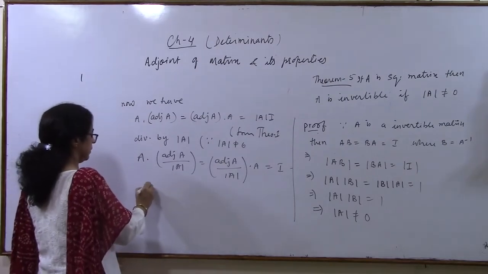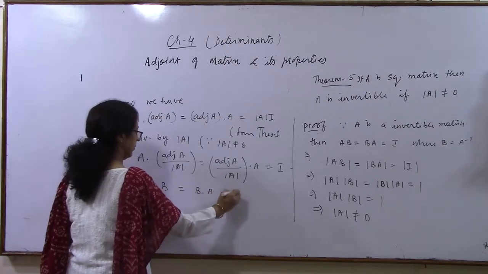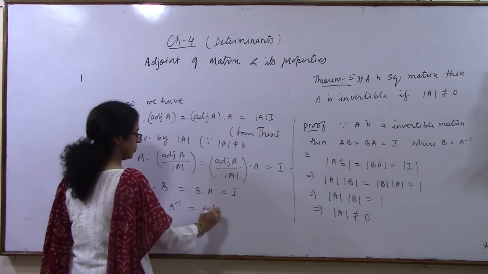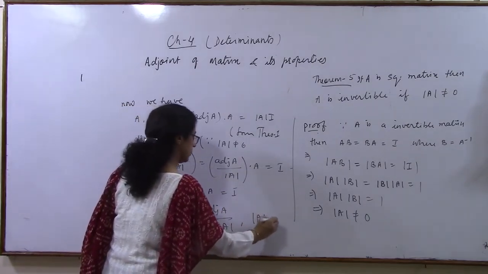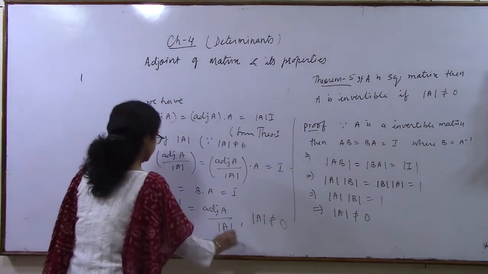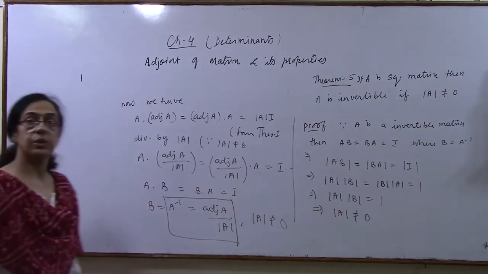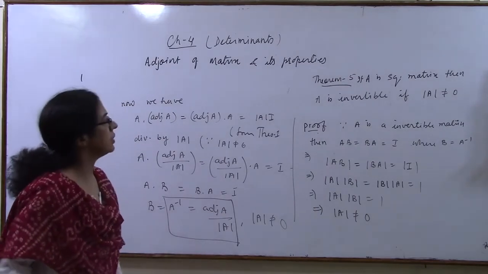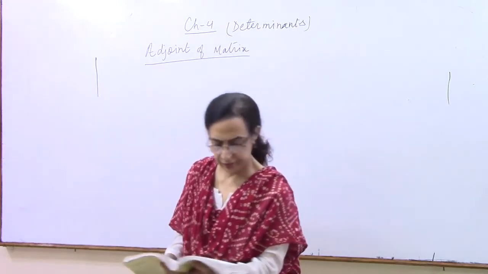Now we can write it as AB equal to BA equal to I, where B is A inverse and it is equal to adjoint A upon determinant A, and determinant A is not equal to 0. Very important result. A inverse equal to adjoint A upon determinant A when determinant A is not equal to 0. Now some questions from exercise 4.5.